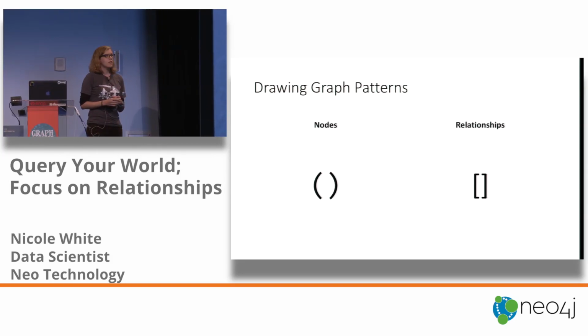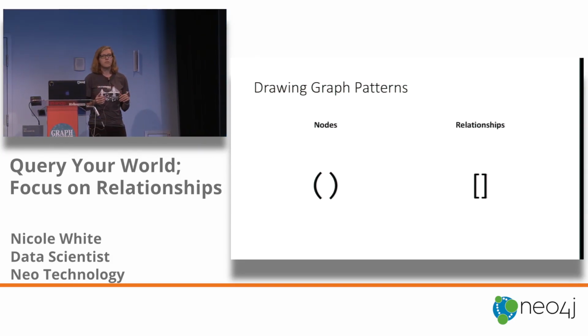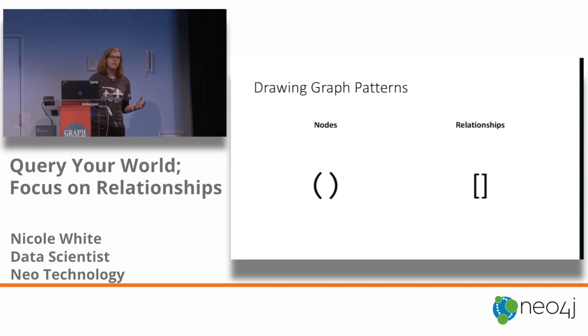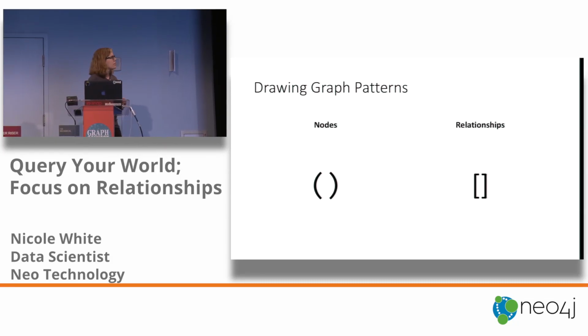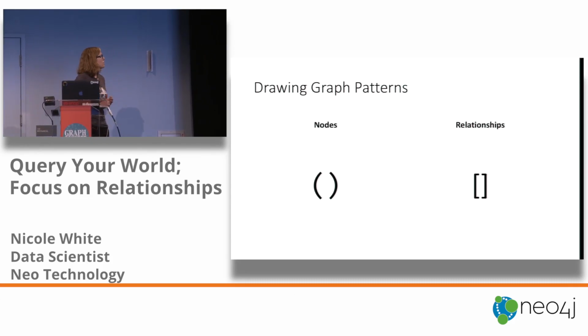Okay, so like I said, you draw the graph patterns. So for nodes, you draw open and closed parentheses to represent a node, kind of drawing a circle, if you will. And then for relationships, it's open, closed square brackets to draw that kind of edge style thing.